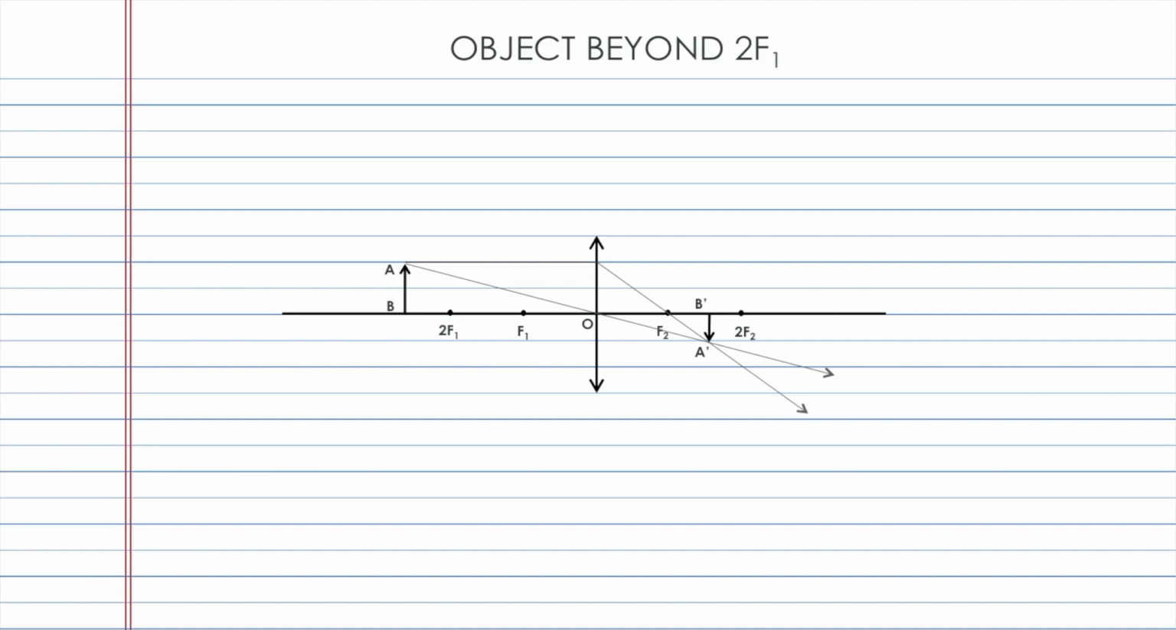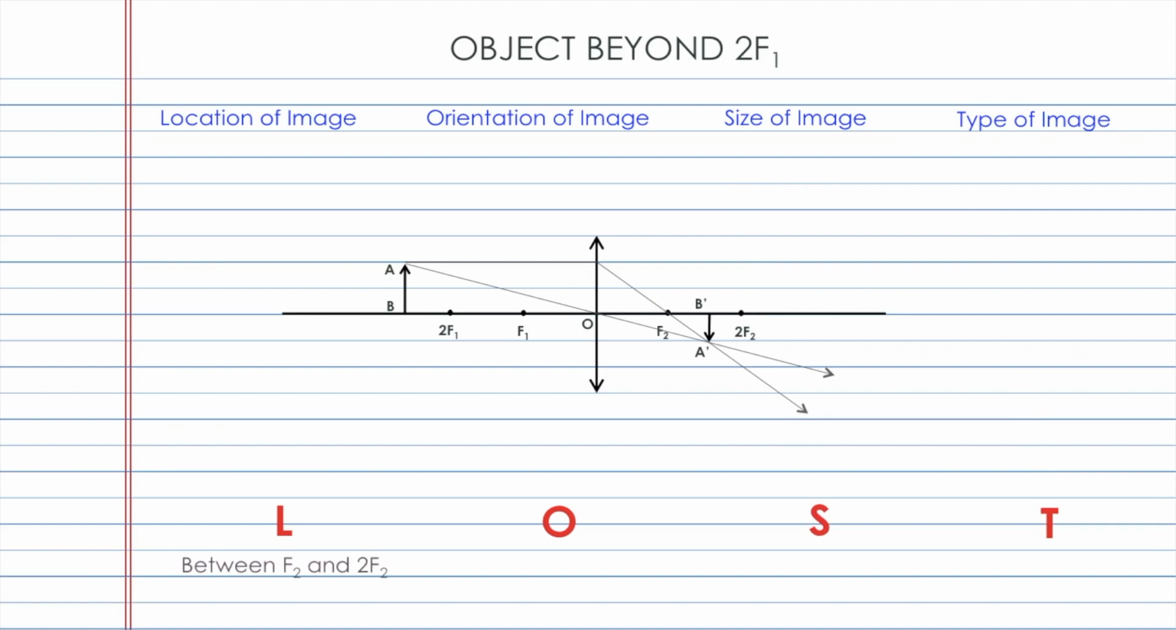So to describe the image, we need to consider its location, its orientation, its size, and its type. So I use the acronym LOST. L for location, O for orientation, S for size, and T for type. So in this case, the image is located between F2 and 2F2, and its orientation is inverted.